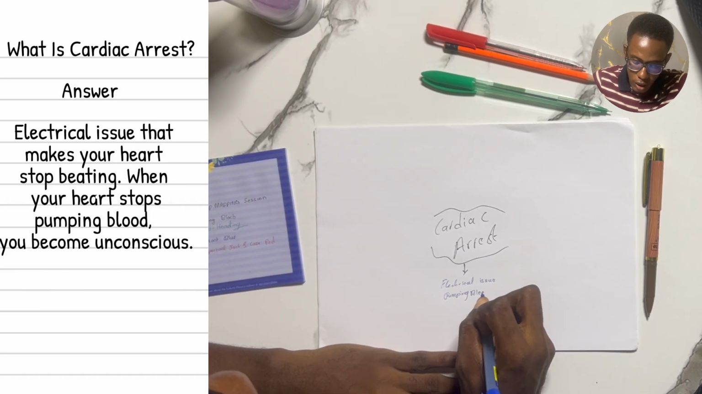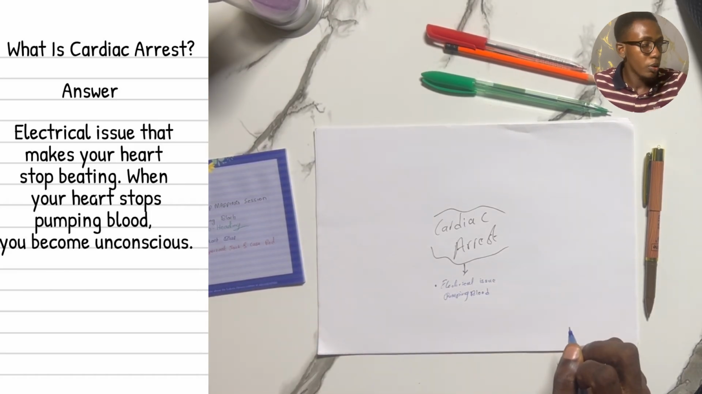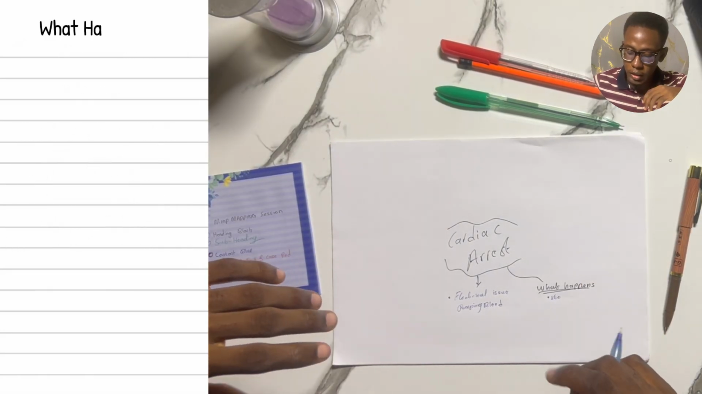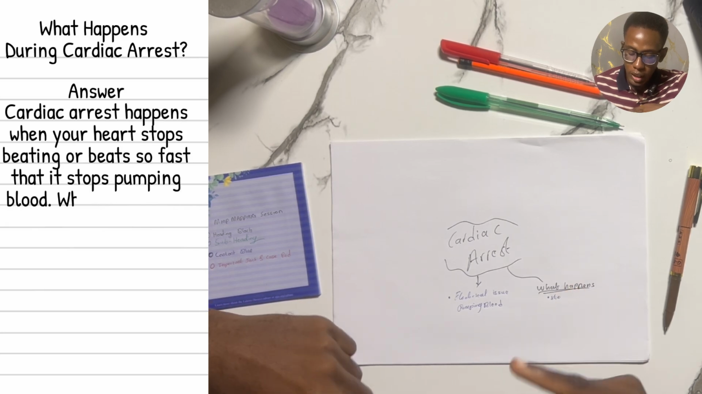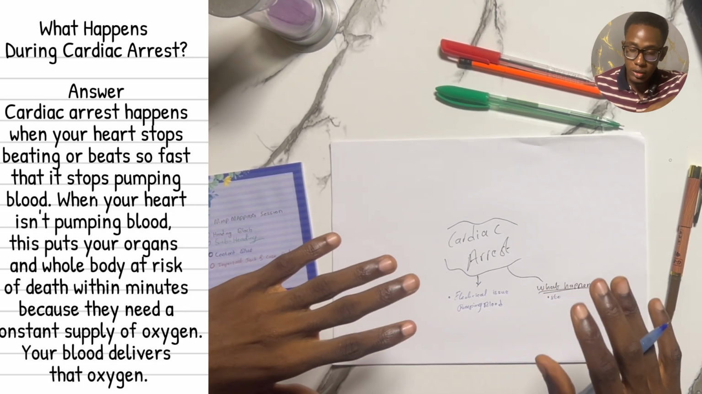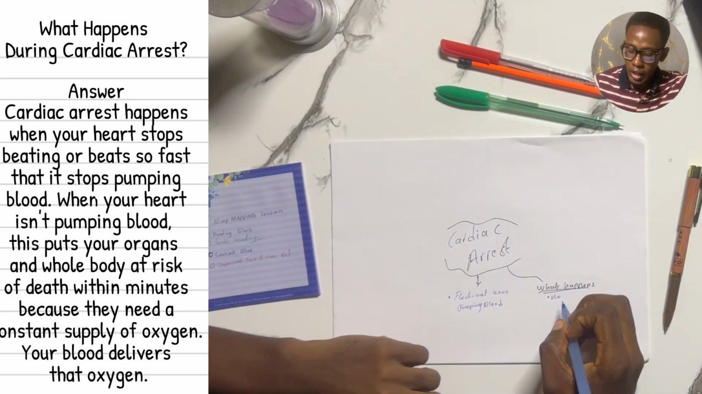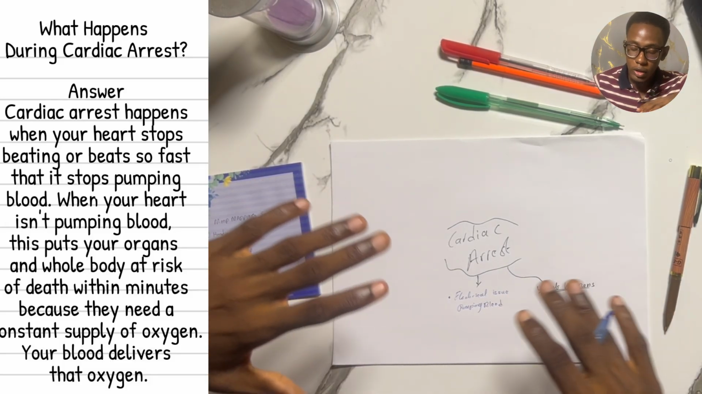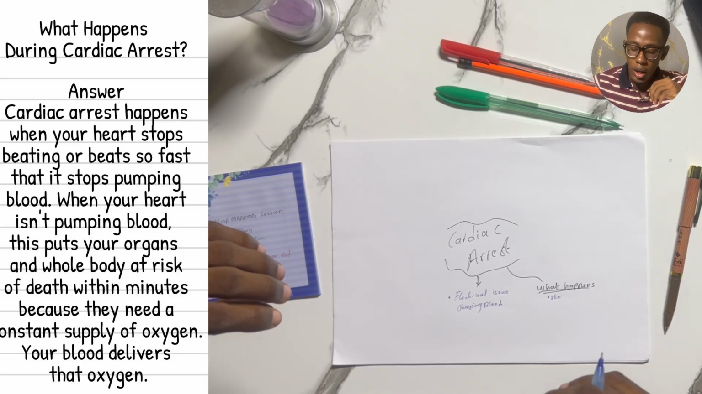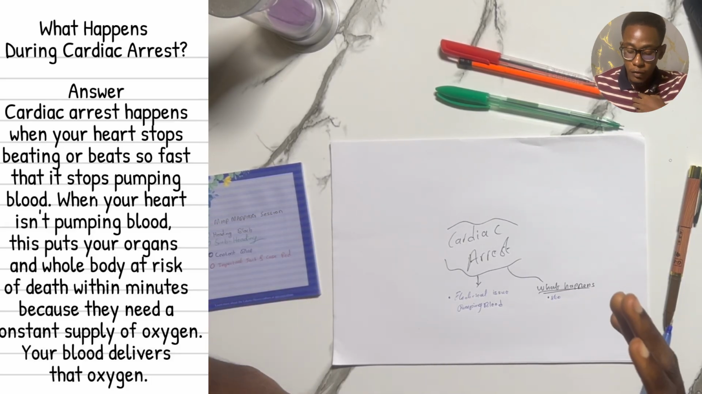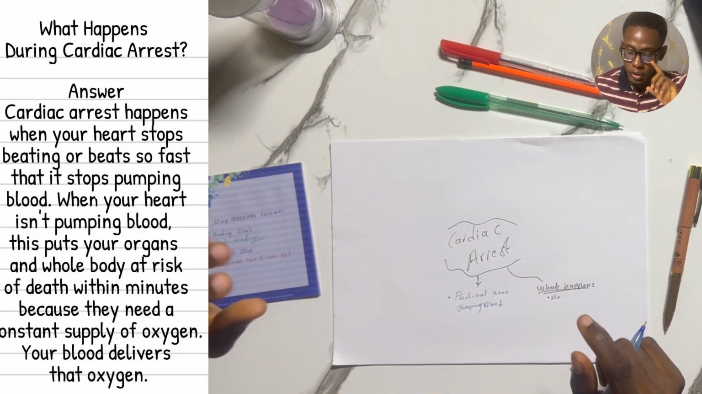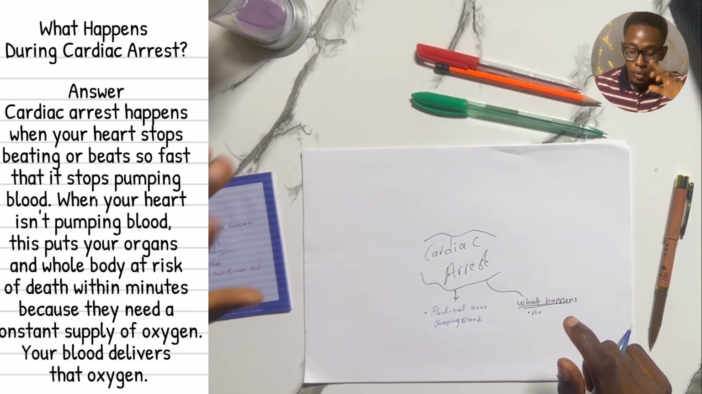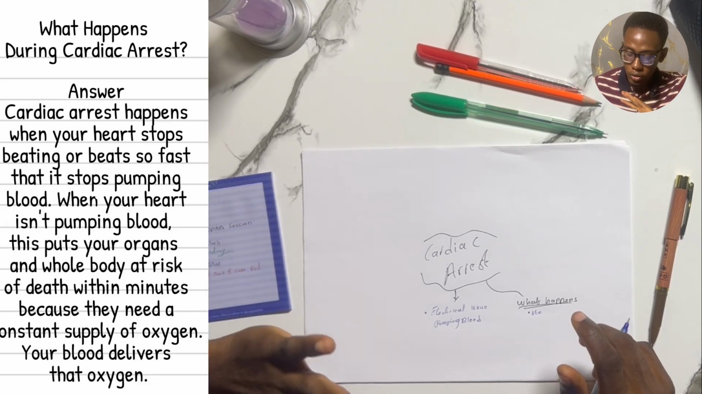That stops the heart from pumping blood. So what happens during cardiac arrest is that the heart stops beating, or the heart beats so fast that it stops pumping blood. And when the heart stops pumping blood, it will affect other organs of the body, and the person could die in a matter of minutes. The person could die in a matter of minutes because blood is needed to deliver oxygen to other parts of the body.